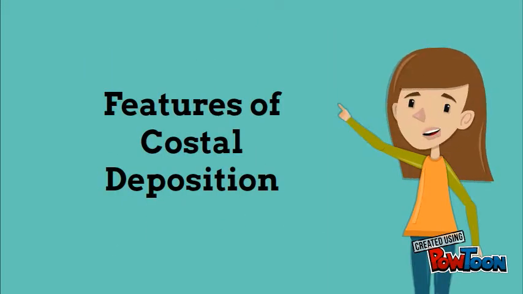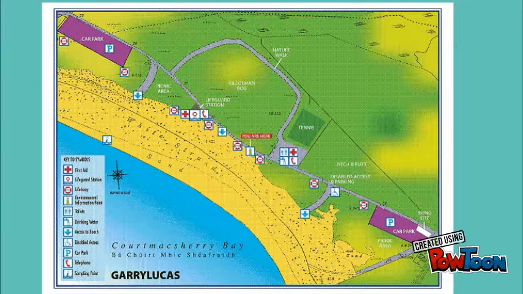First of all, we learned about the features which are created by coastal deposition. Can you remember any of these? The beach is a very common depositional feature. It is formed from the continuous accumulation of sand, silt, shingle and pebbles. The material is deposited along the coast and longshore drift distributes the material.